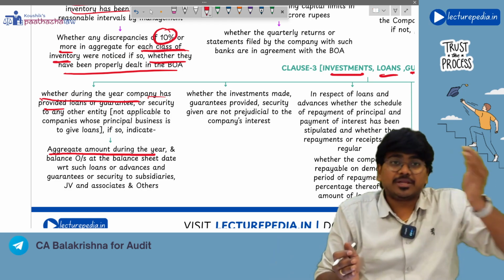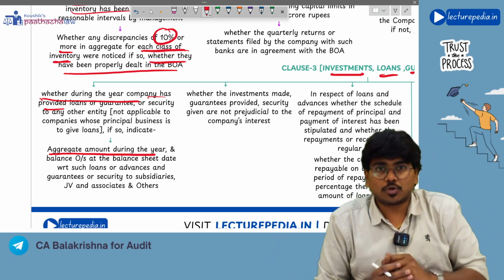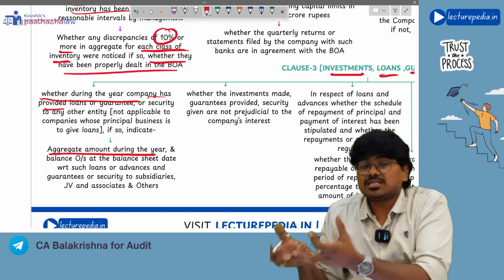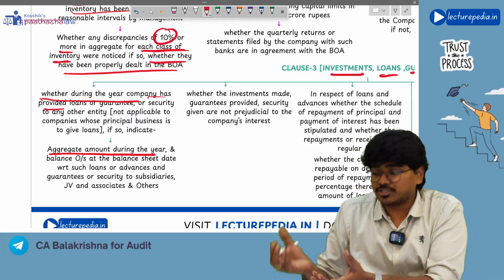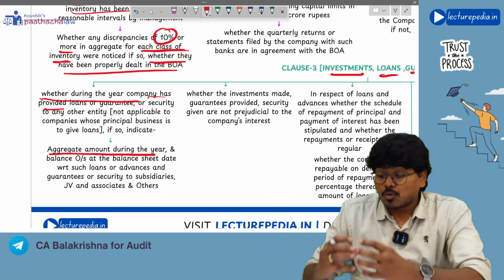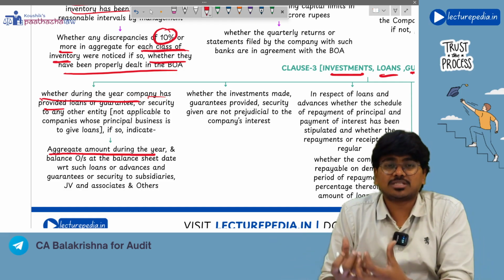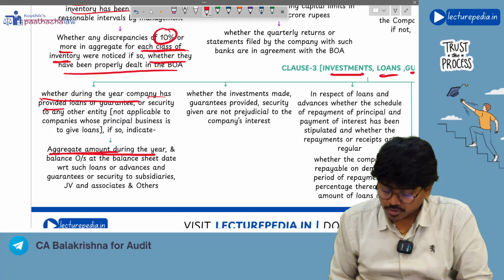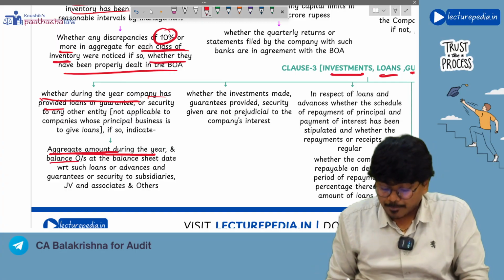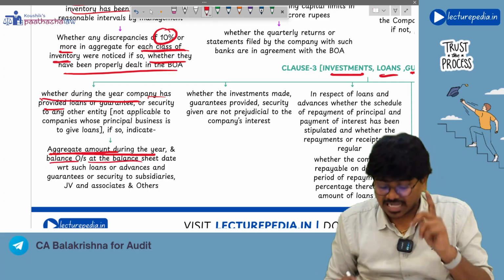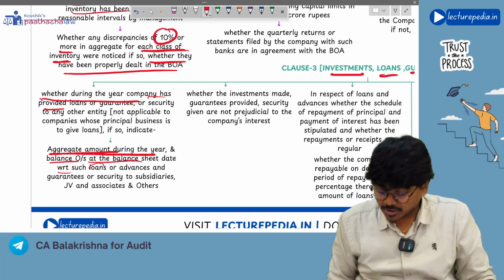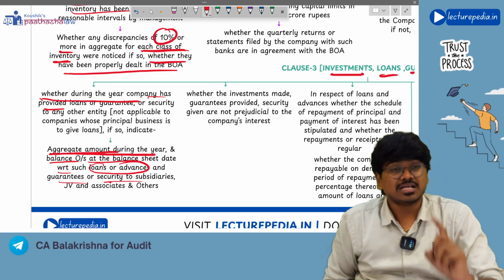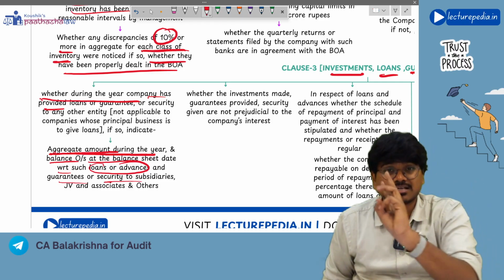Because in the previous years also you might have given loans, all that accumulated after reducing the repayments, what is the outstanding balance as on the balance sheet date, that you need to report. And also what is the fresh amount of loan or investment that you have made during the year, that also you need to report. See, the aggregate amount during the year and balance outstanding as at the balance sheet date with respect to such loans and advances, guarantees or securities given to subsidiaries, associates and joint ventures.